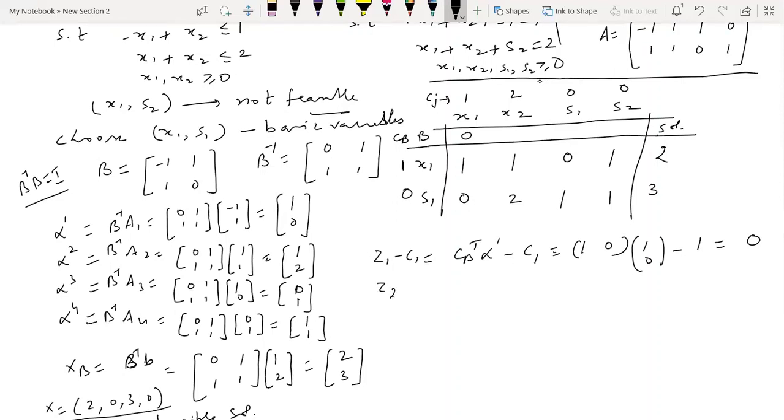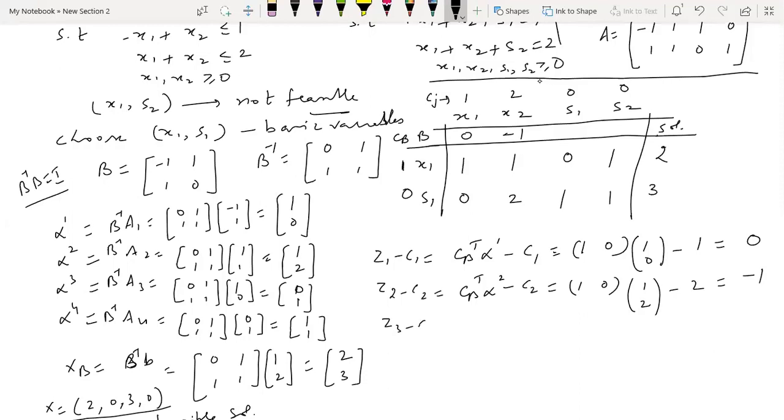Similarly, we calculate z2 minus c2. So this is equal to cb transpose alpha 2 minus c2. So what is cb? Again 1, 0. cb is fixed, but alpha 2 is changed. So it is 1, 2, because I am taking the second column alpha 2, minus c2. c2 is how much? 2. Minus 2 is equal to what? You multiply here, 1 minus 2. This value comes out to be minus 1. So we put minus 1 here.